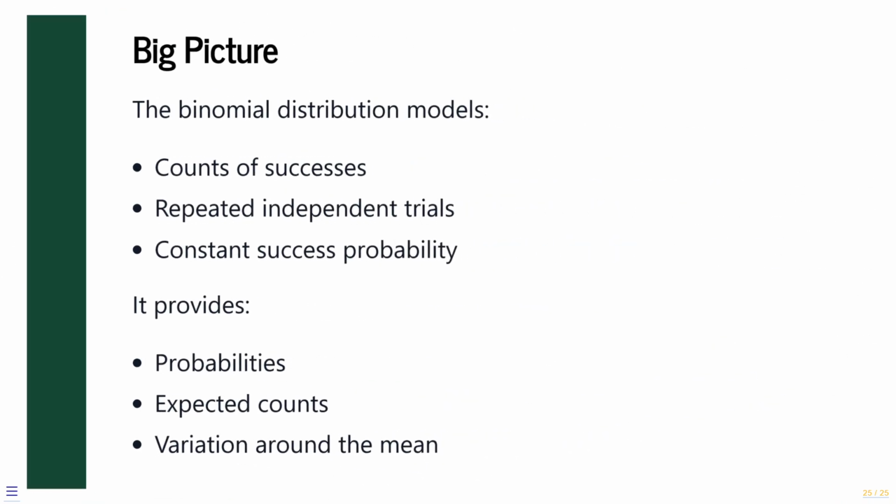The main idea to remember is that the binomial distribution models counts of successes in repeated independent trials with constant probability. It provides formulas for probabilities, mean, and standard deviation, allowing us to describe both the likelihood of specific outcomes and the overall behavior of the process. This distribution becomes the foundation for many statistical models you will encounter in later videos.